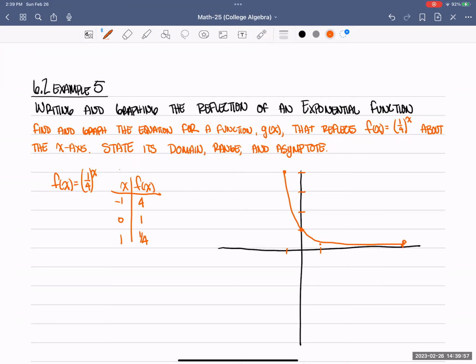So for this one, we have domain equal to, or going from -infinity to infinity. Our range is based off of our asymptote, and our asymptote is y is equal to 0. So it goes from 0 to infinity.